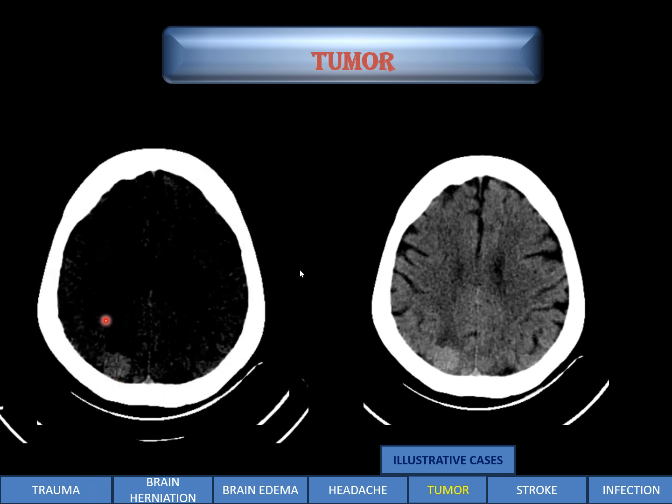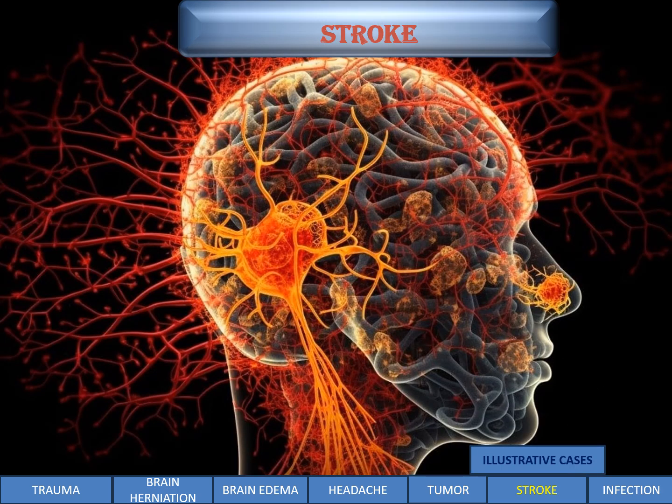So again, we change the entire window. Now it is even better seen that there is a hyperdense mass lesion. Now obviously we are not able to see the vasogenic edema actually. So this is again windowing, a typical example of windowing.